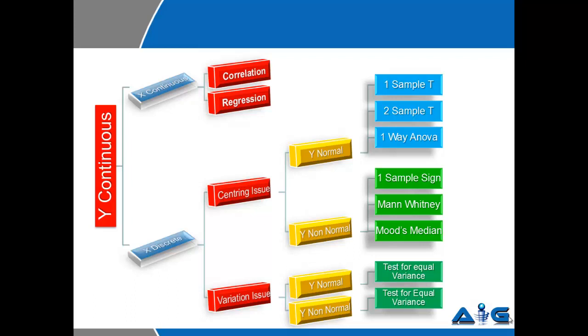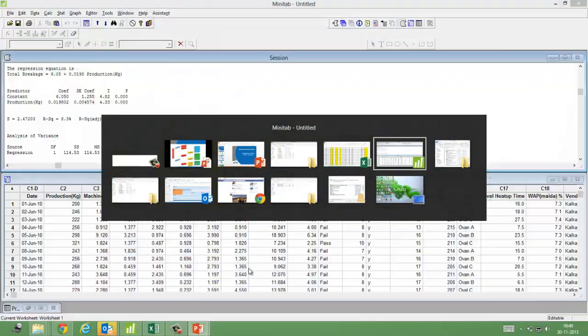Again, the same summary: the preliminary decision on what hypothesis test we use will depend on the data type of my X and Y. So if my Y is continuous data and my X is discrete, the first question we would want to ask ourselves is whether we are concerned about the centering of the problem or the variability. To handle this simple question, we would rather use Minitab.